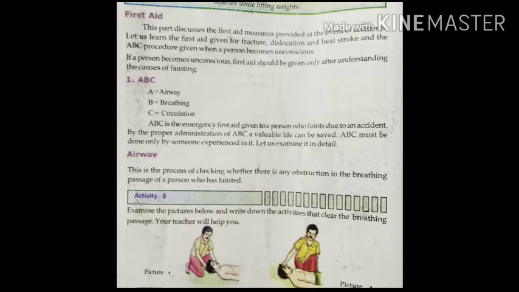Let us learn the first aid given for fracture, dislocation and heat stroke, and the ABC procedure given when a person becomes unconscious. When a person becomes unconscious, first aid should be given only after understanding the causes of fainting. First one is the ABC procedure. A stands for airway, B stands for breathing, C stands for circulation.